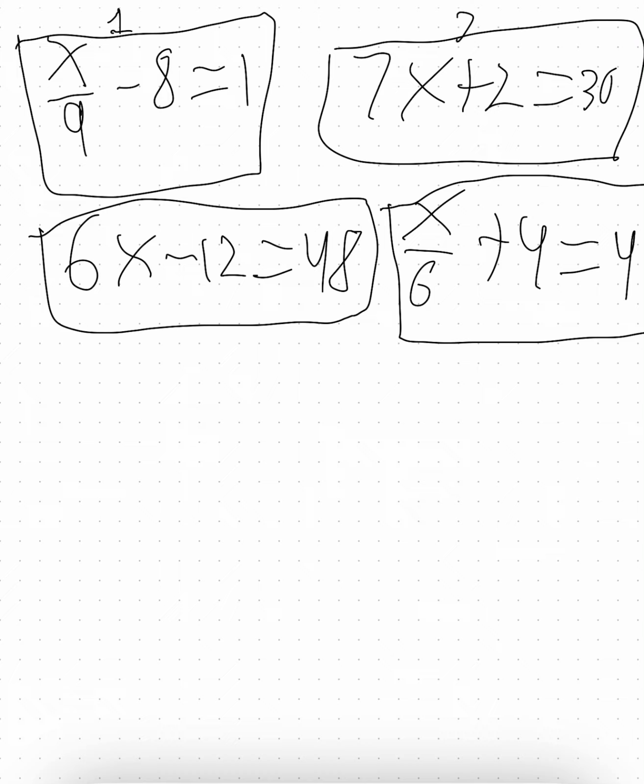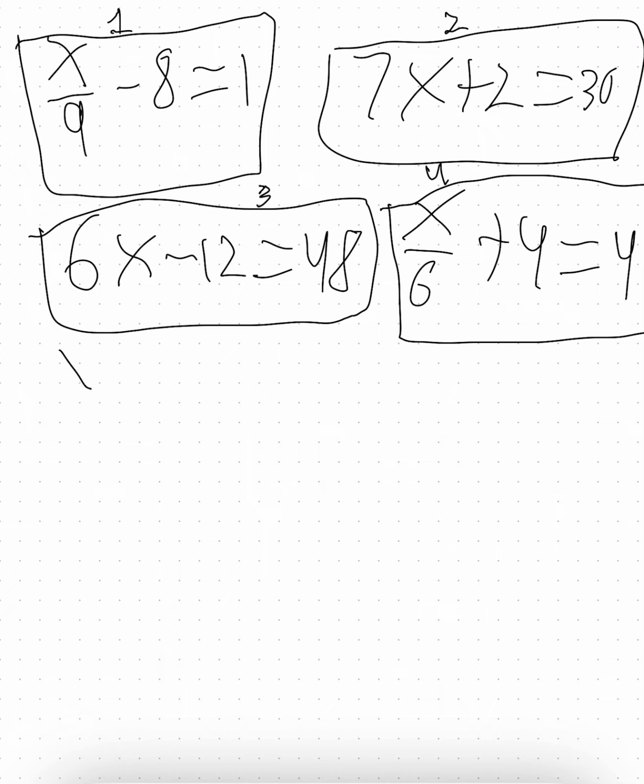And then we have 7x plus 2 is equal to 30. And then we have 6x minus 12 is equal to 48. And then we have x over 6 plus 4 is equal to 4. Give you a moment to try these out. Pause the video if you need.